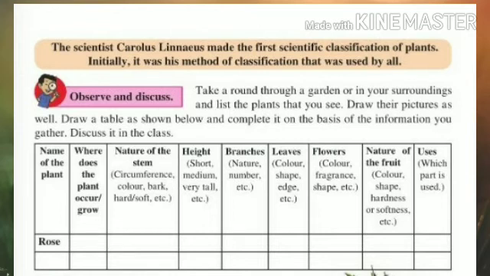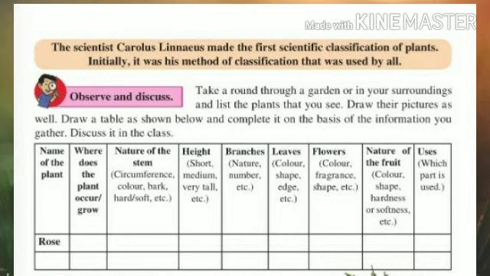Now observe and discuss this. What you all have to do, take a round through a garden or in your surrounding and list the plants that you see. Draw their pictures as well. Draw a table as shown below and complete it on the basis of the information you gather. Discuss it in the class.